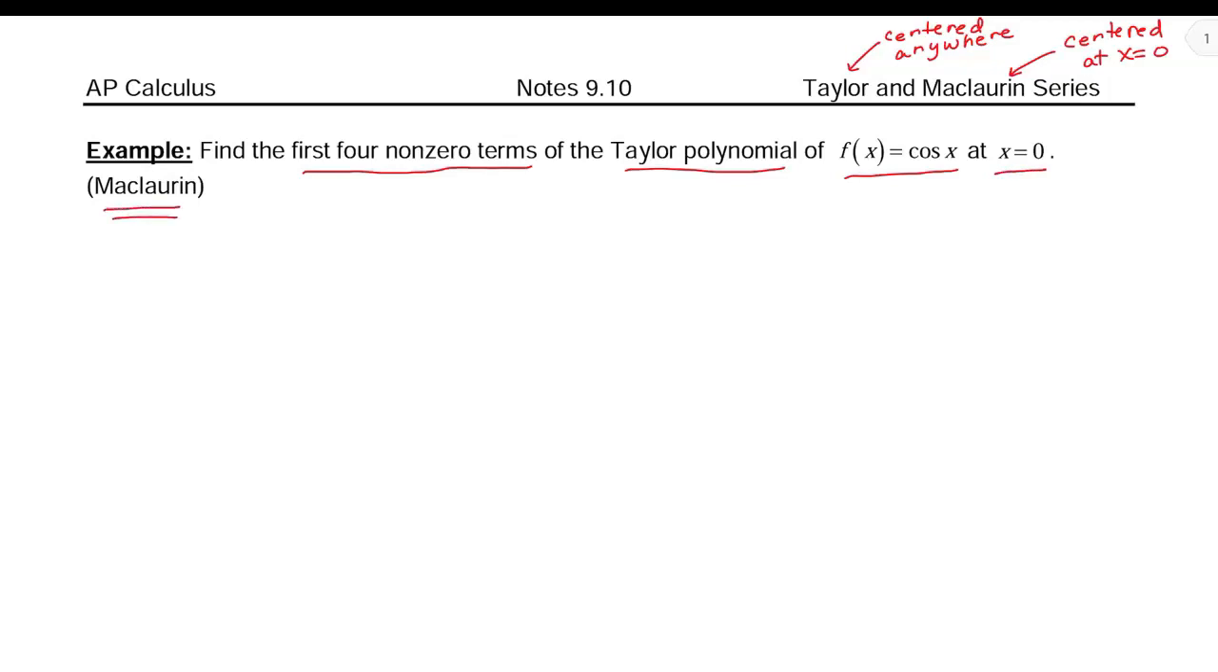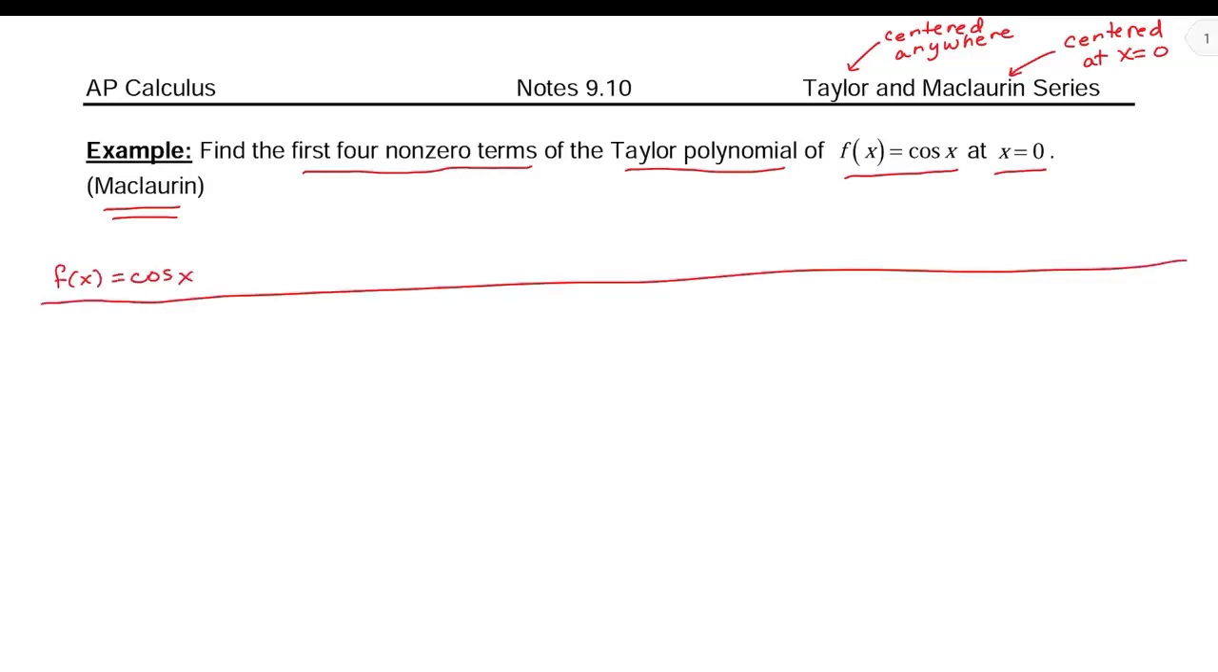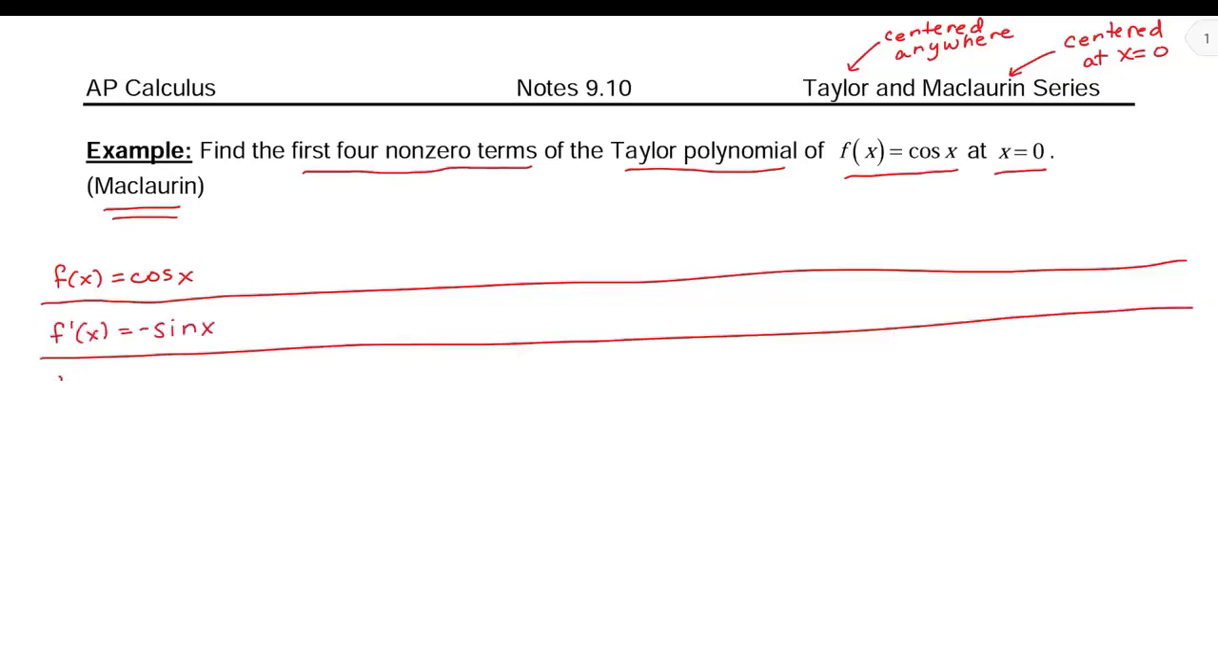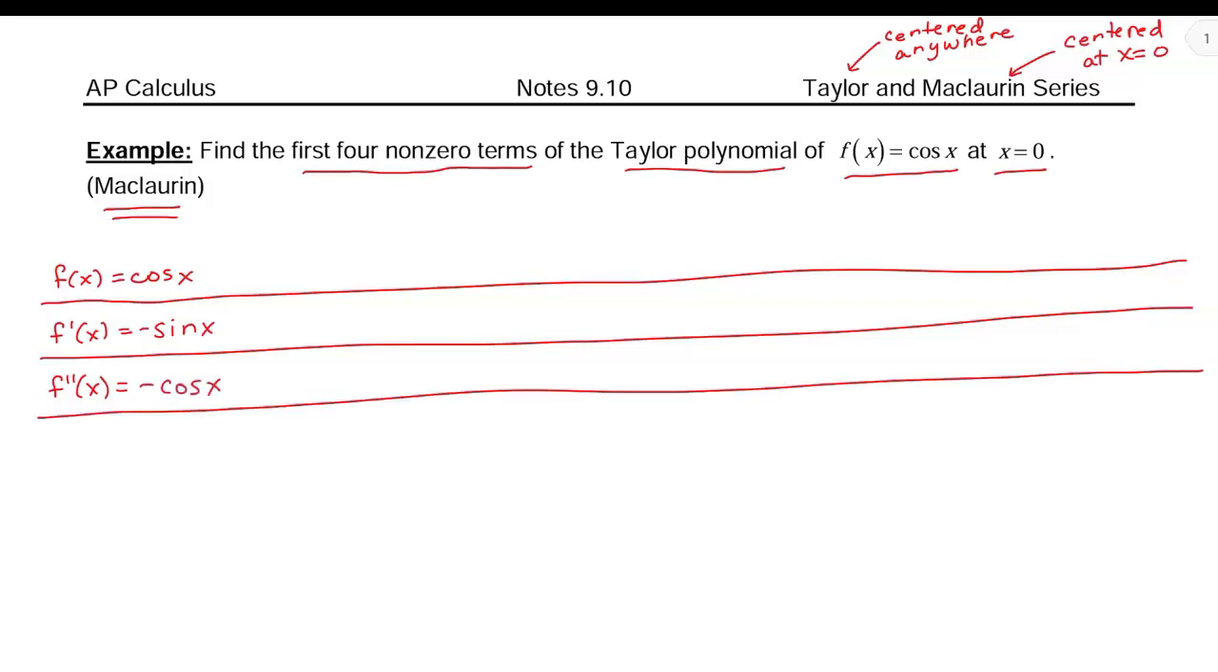What I'm going to do is set up the function over here on the left. So I'm going to set up f of x equals cosine x. Then I'm going to take the derivative. So take the derivative of cosine and we get negative sine. Then we'll take the second derivative. So the derivative of negative sine is negative cosine. The derivative of negative cosine is sine.